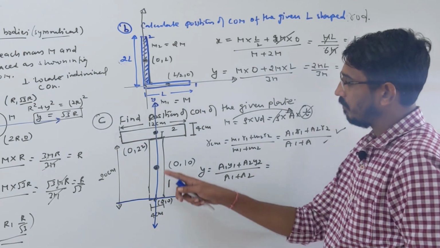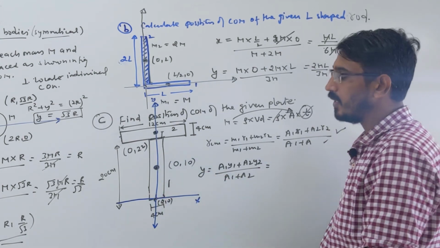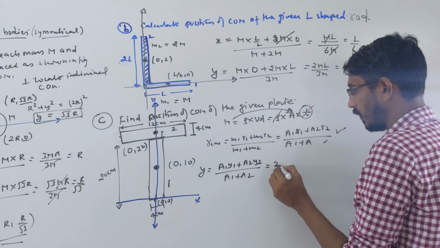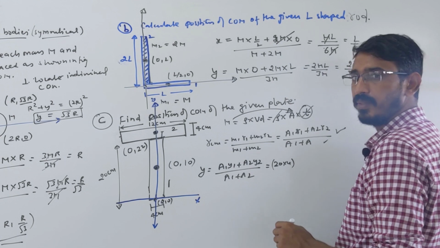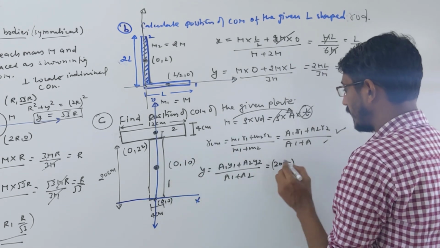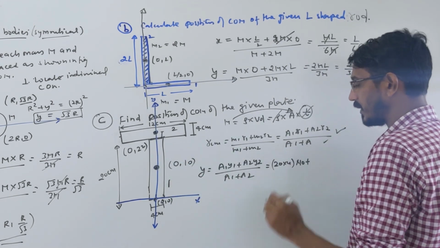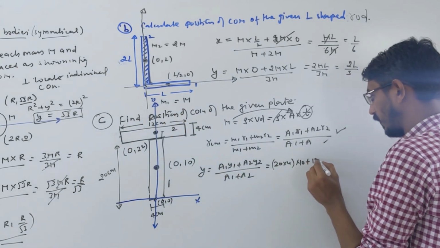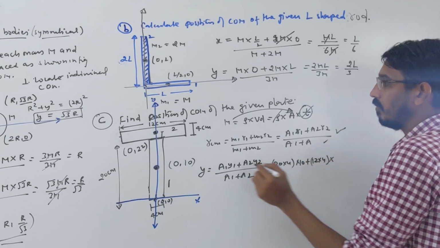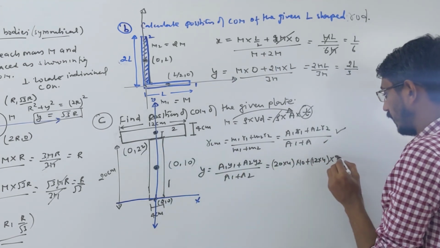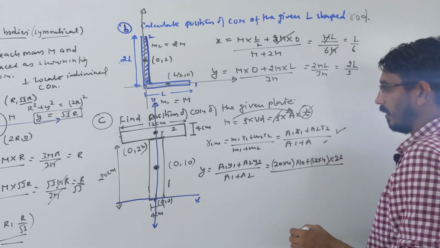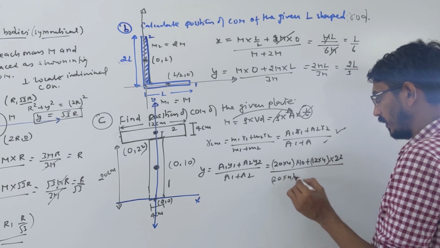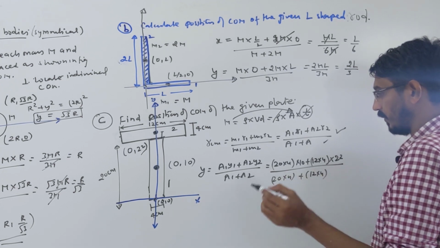What is the area of the first body? Area is length into breadth, the length is given as 20 and the breadth is given as 4, so this becomes 20 into 4, and the y coordinate is given as 10 centimeter, so into 10. Plus the area of this body, 12 into 4, and its coordinate is given as 22, divided by the sum of the areas, which is 20 into 4 plus 12 into 4, correct?